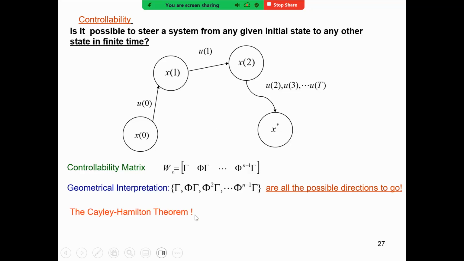Now, how do we prove that? It's based upon the beautiful theory in linear algebra, the Cayley-Hamilton theorem, which says that the matrix satisfies its own characteristic polynomial. But if we put it into our other form, right, we rewrite that equation into this form, it says that the matrix to the power of n, right, can be expressed by the linear combination of its lower powers. Okay.